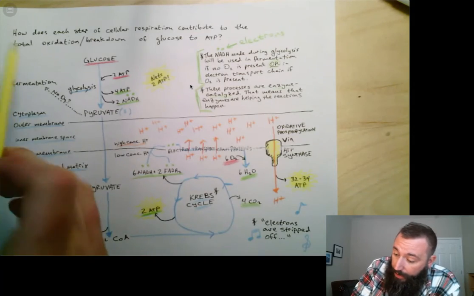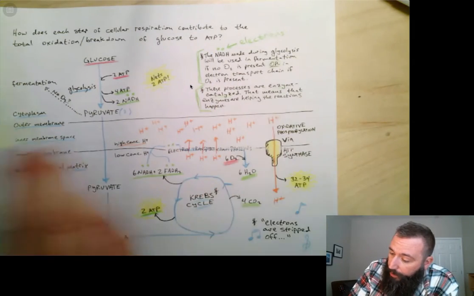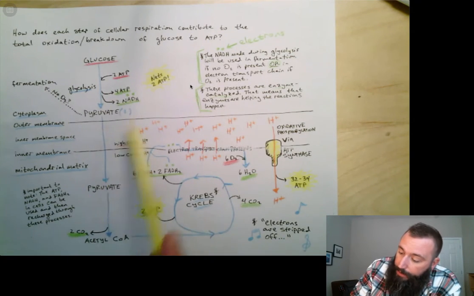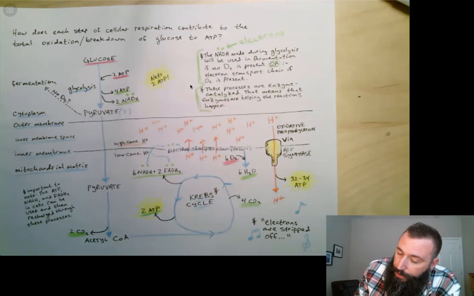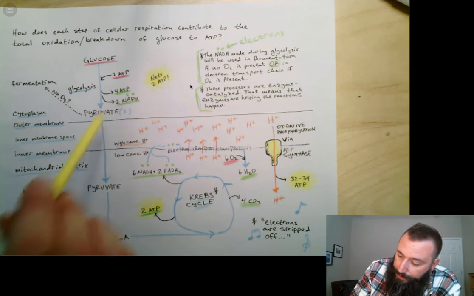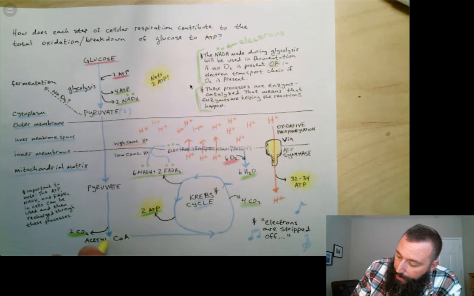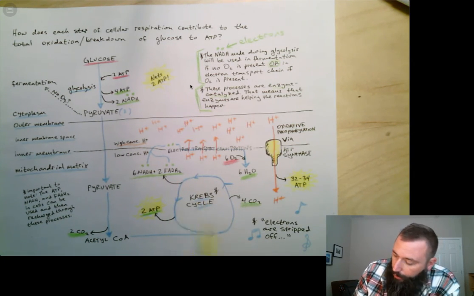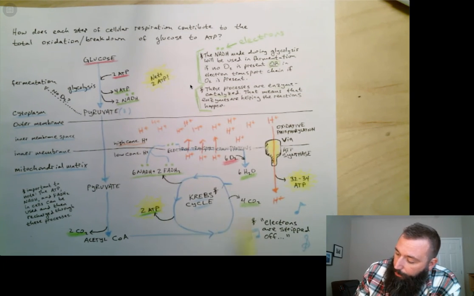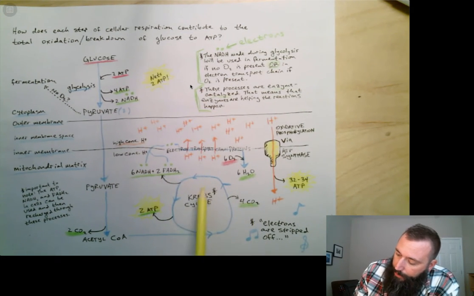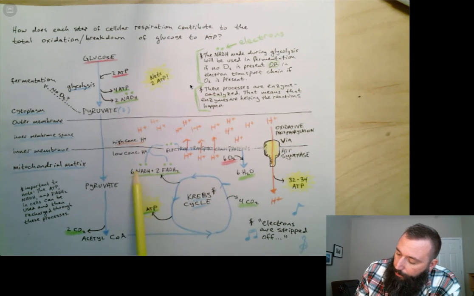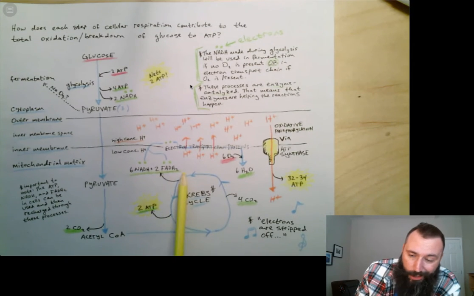That answers that question. How does each step of cellular respiration contribute to the total oxidation breakdown of glucose to ATP? Glycolysis splits glucose into pyruvate and nets two ATP. If oxygen's present, pyruvate is modified into acetyl-CoA, which is further stripped of its electrons during the Krebs cycle. We produce a little bit of ATP, some carbon dioxide, and those electrons from those organic compounds here in the Krebs cycle are being held by NADH and FADH2.